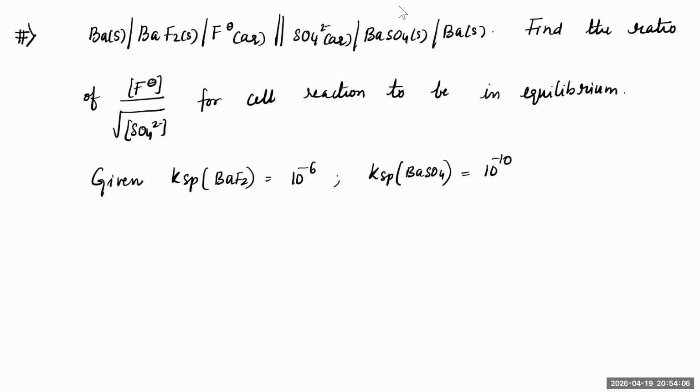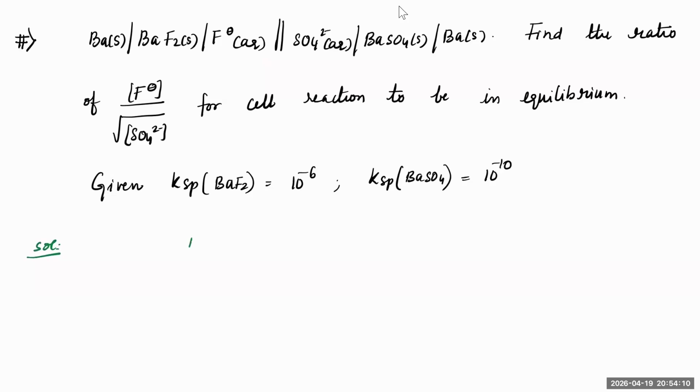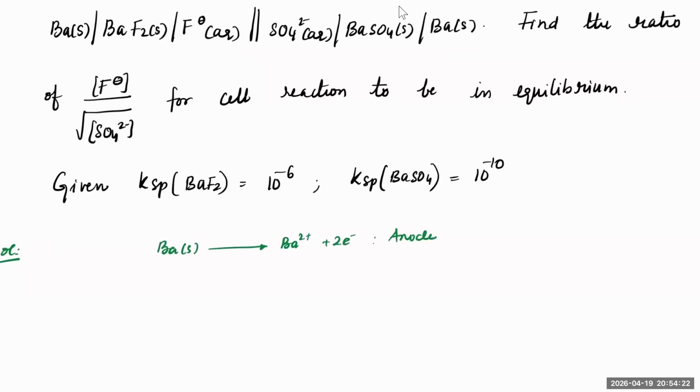Let's see. Design the same virtual cell here. Barium is going to give us barium 2+ plus 2 electrons. Assume that this is the anode part. And then do the same thing with the cathode: barium 2+ plus 2 electrons is giving barium. Assume this is happening at the cathode.